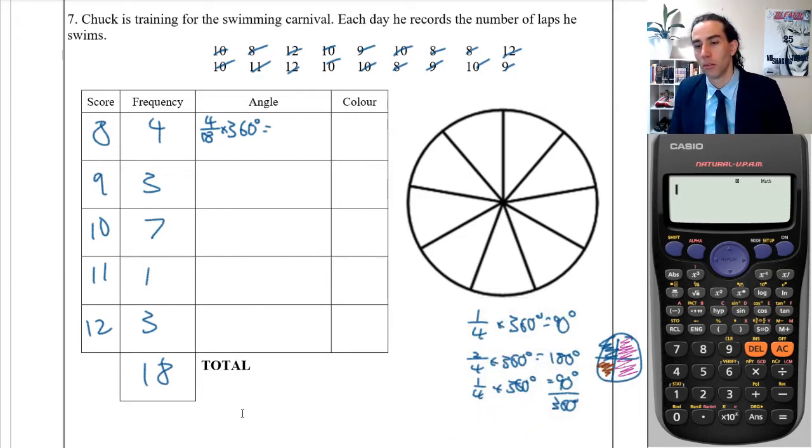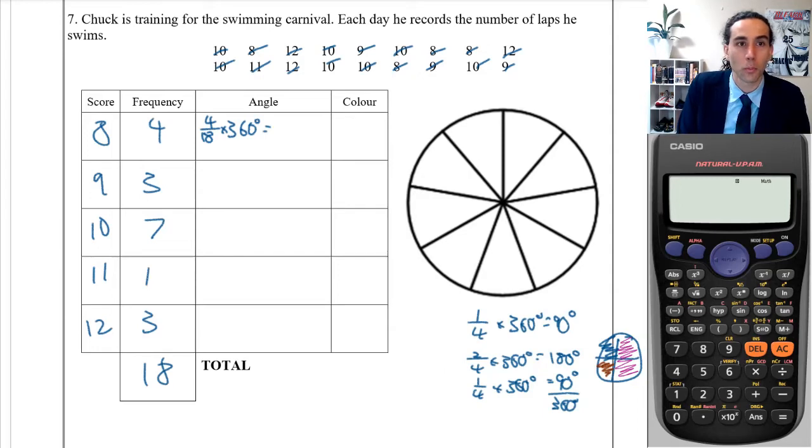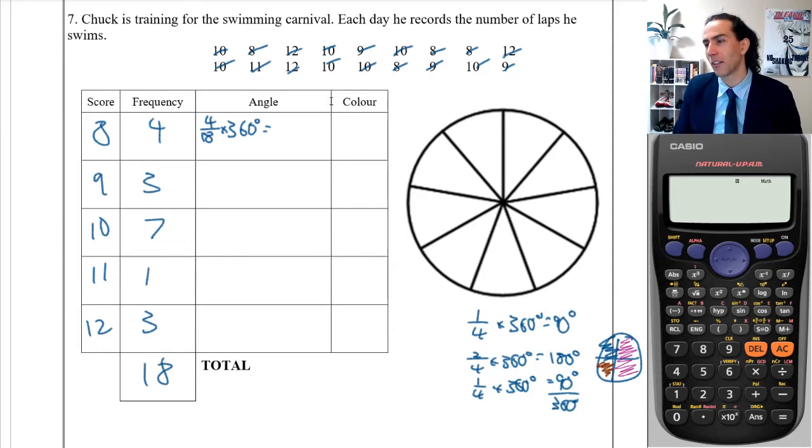No, I'm not. I'll leave it there. But we got weird numbers here. 4 out of 18. Well, how many have they split this into? 1, 2, 3, 4, 5, 6, 7, 8, 9. They've already split it into 9. So each of them is 2 scores.